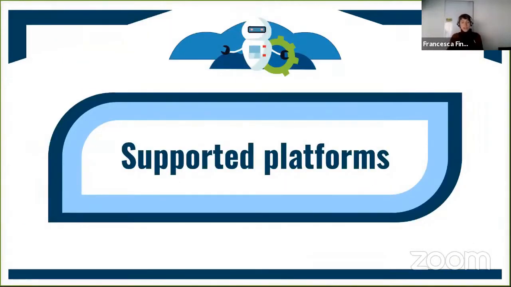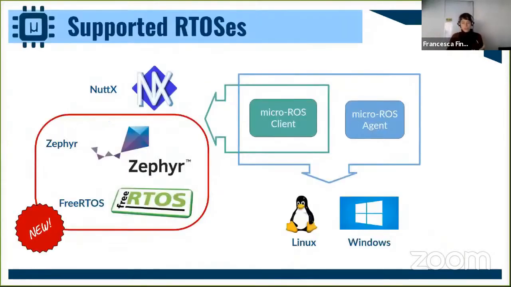Okay, so now let's see what are the platforms that micro-ROS currently supports, both on the hardware and on the software side. The client is apt to run on top of real-time operating systems, that is, systems provided with advanced algorithms for task scheduling plus middleware abstractions. And they are ideal to run on resource-constrained microcontrollers and to deploy time-critical applications.